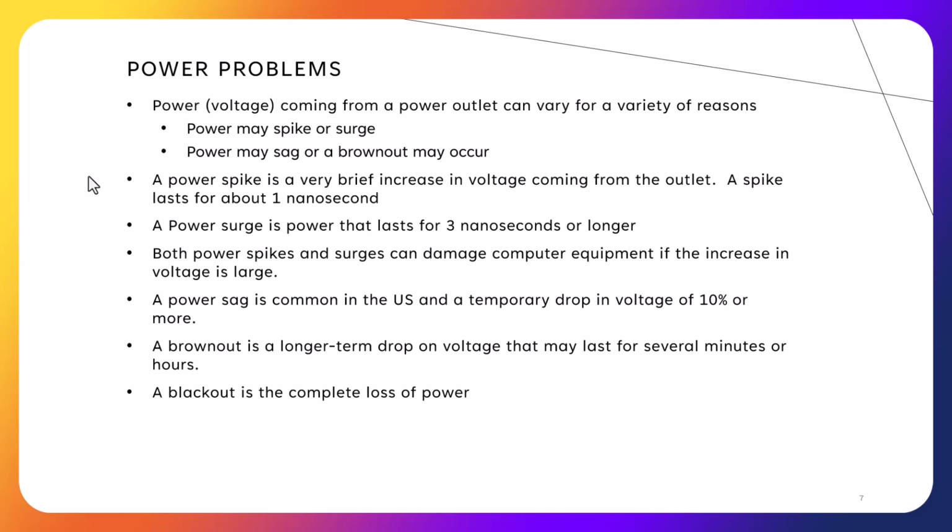Power spikes and surges can damage your computer equipment if that increase is large. A lightning strike near a home can cause a voltage spike of up to 6,000 volts. So these can be quite damaging to the system. A power sag, these are really common in the U.S., and that's a very small, short duration, temporary drop in voltage of 10% or more. A brownout's a longer term voltage drop that can last for several minutes or even hours, and a blackout's a complete loss of power.